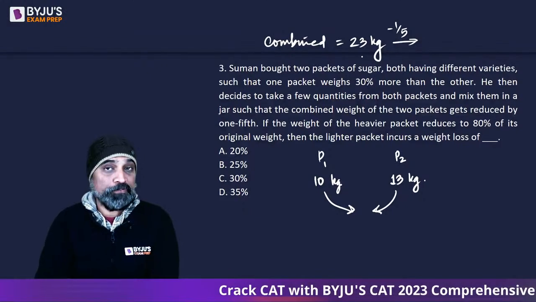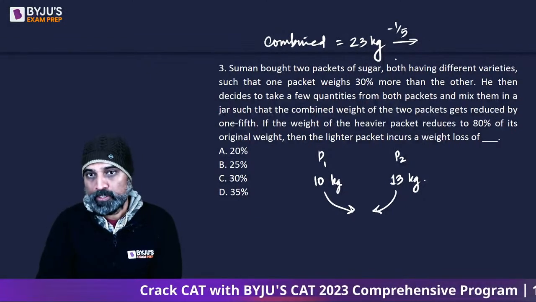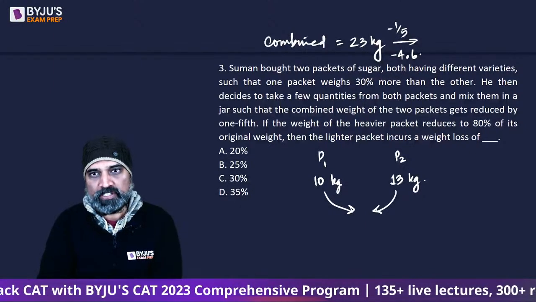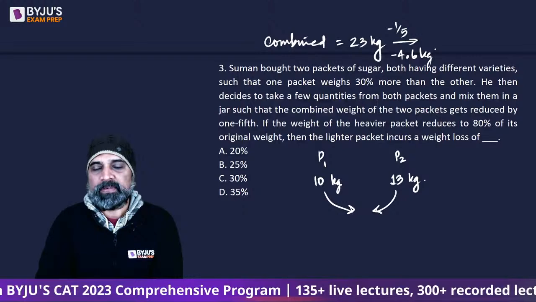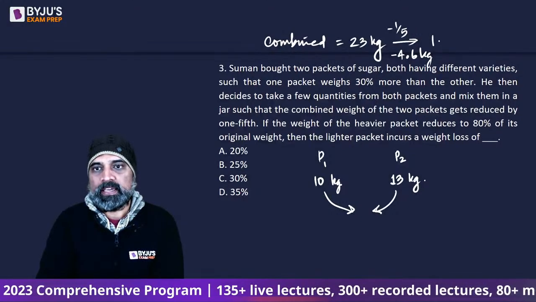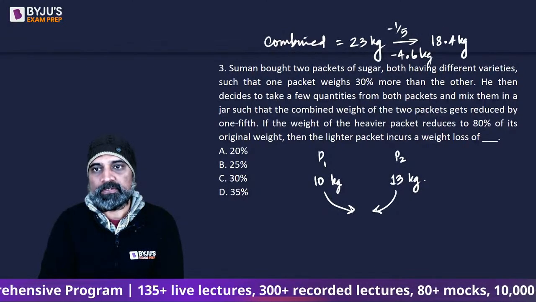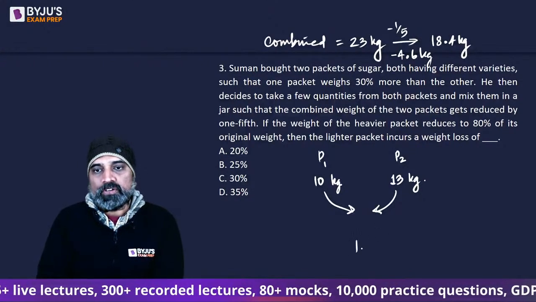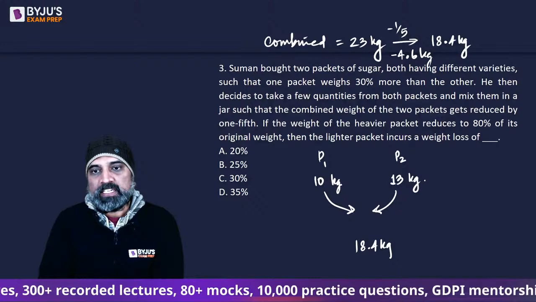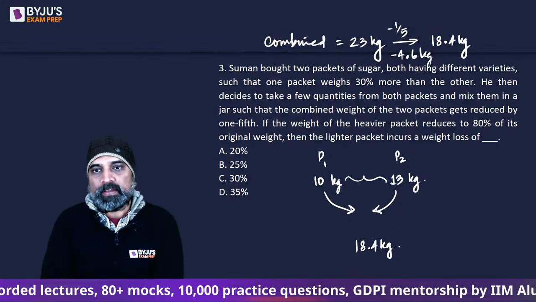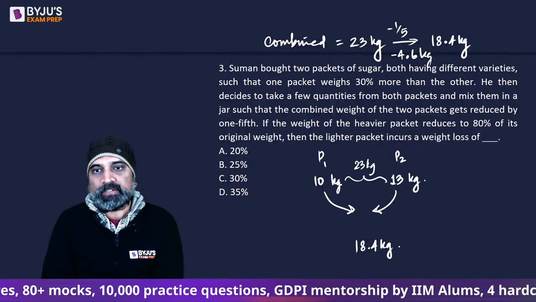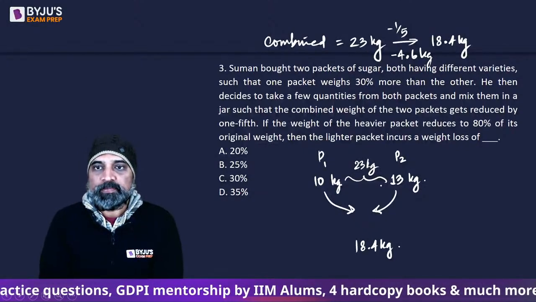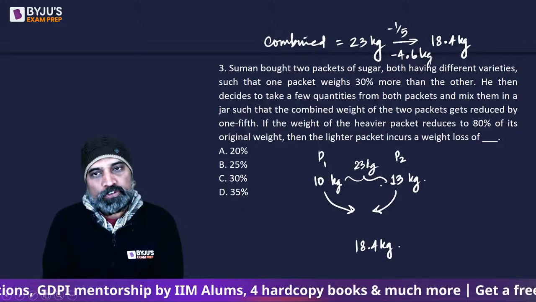That means 1/5 of 23 is going to be 4.6. So it reduces by 4.6 kgs. So that means it is going to be 18.4 kg now, right? So 18.4 kg is what we are going to have instead of 23 kg overall. 18 plus 4, 22, 6, 4, 1, 23.